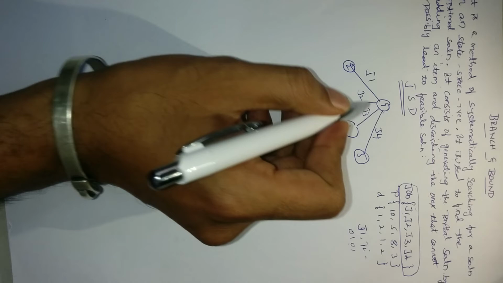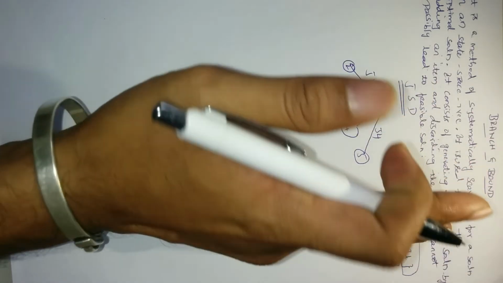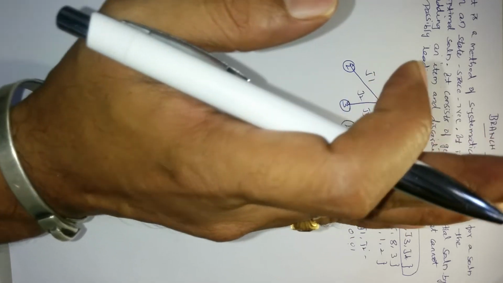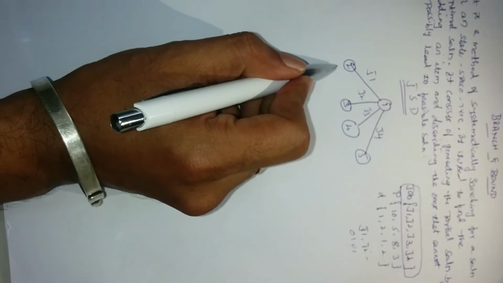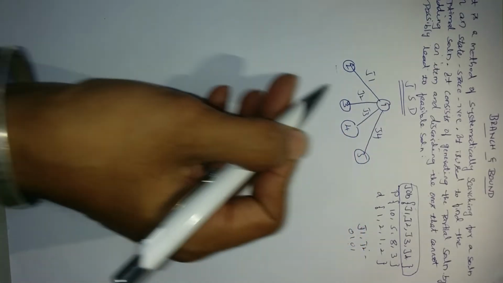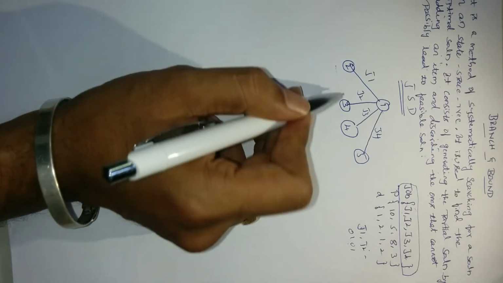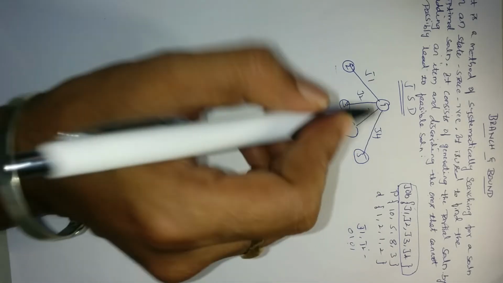But in backtracking, we write it like this. What is the difference between branch and bound and backtracking? In branch and bound, we use a breadth first search method, not a depth first search. In backtracking, we use a depth first search method. So we are writing like this.